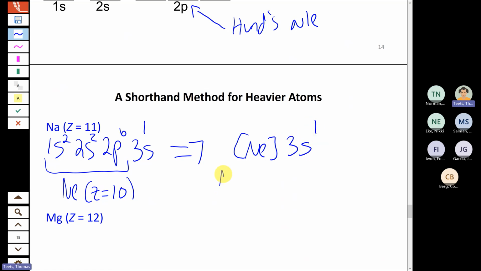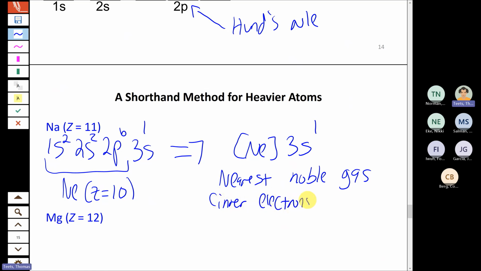So again, to reiterate, what we're doing here is we're taking the nearest noble gas, the one that comes before the element that we're determining electron configuration for, and we put those inner electrons from the noble gas, and we indicate those with brackets.